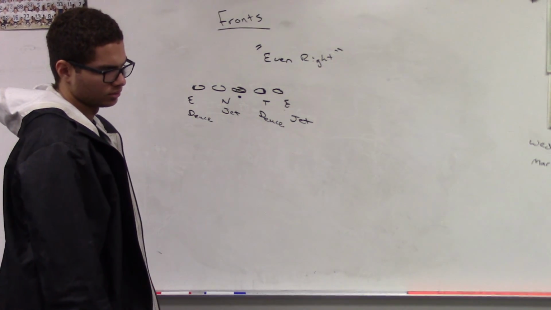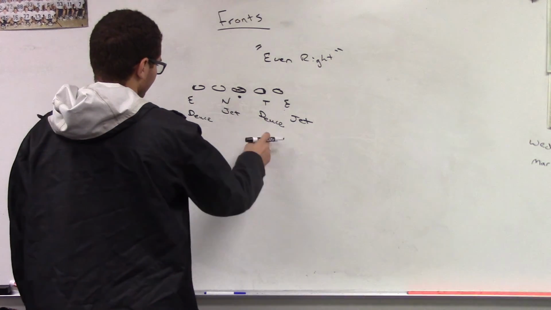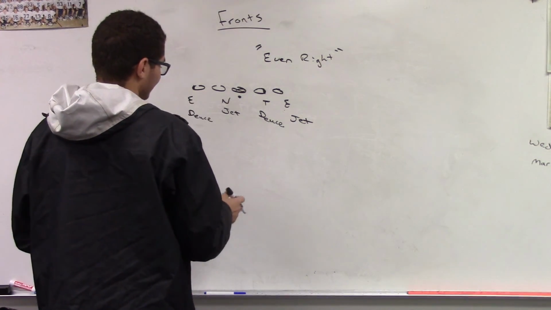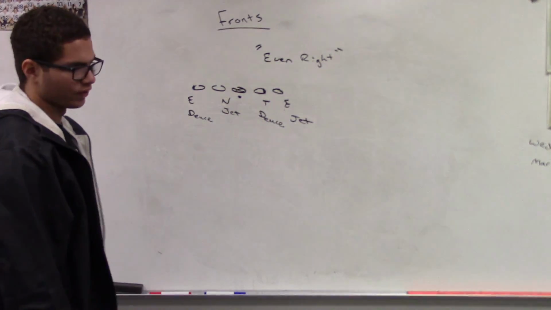Okay. So if I'm a jet defender, I'm going to be loose. I'm going to be shoulder tip to shoulder tip. If I'm a deuce defender, I'm going to be tight. I'm going to be eye to eye. And we always count the ball as a defender.